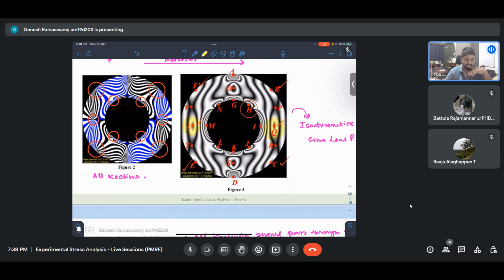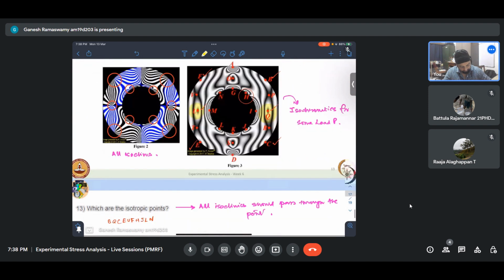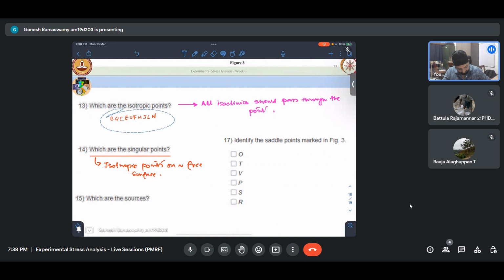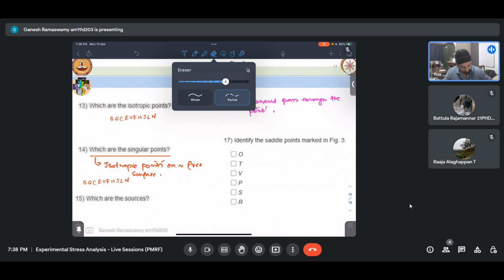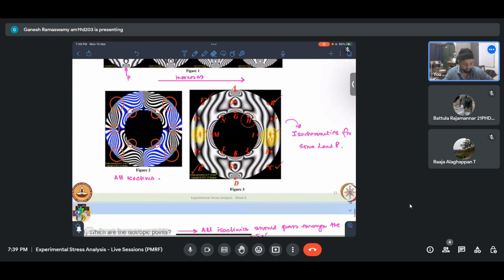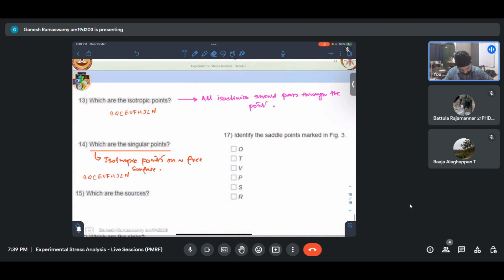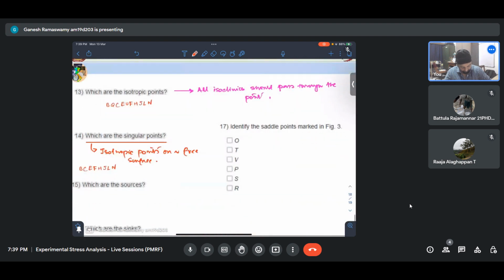So these are singular points. Essentially it is the same, except we need to remove Q and U, because these are internal points. So Q will not come and U will not come. Rest everything is representing singular points. So what is special about singular points here? Stress tensor is also 0.